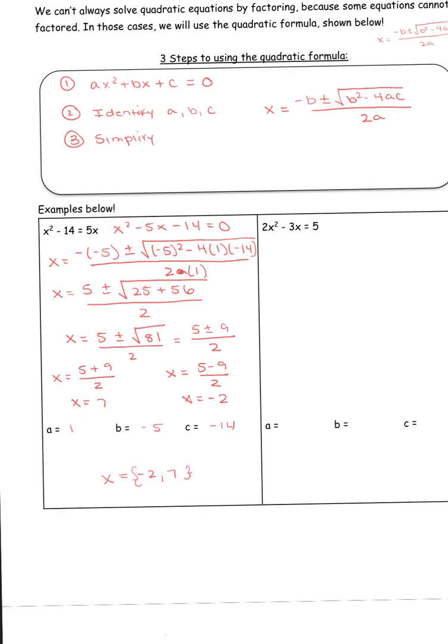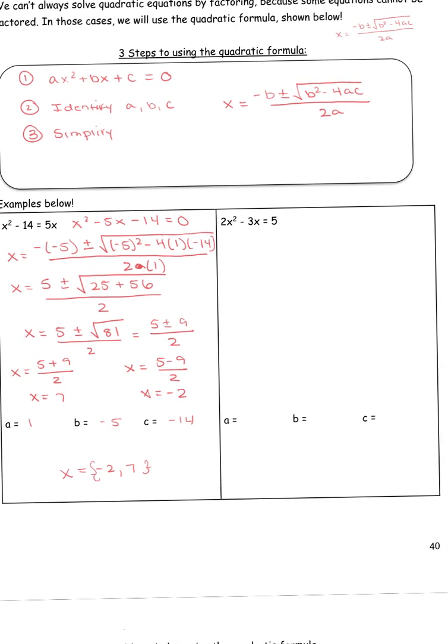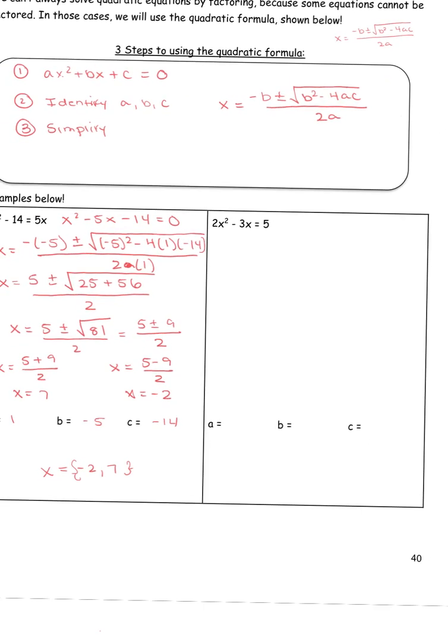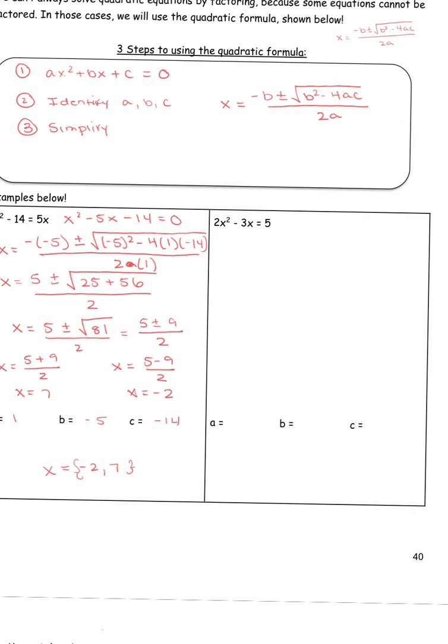All right, so let's take a look at another example. Looking at 2x squared minus 3x equals 5. Again, we have to make sure it is in standard form, so we want our equation set equal to 0. We're going to move our 5 from the right side to the left by subtracting 5 on both sides. So we end up with 2x squared minus 3x minus 5. We identify that our a is 2, our b is negative 3, and our c is negative 5.